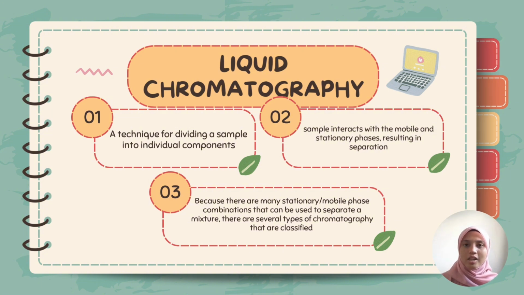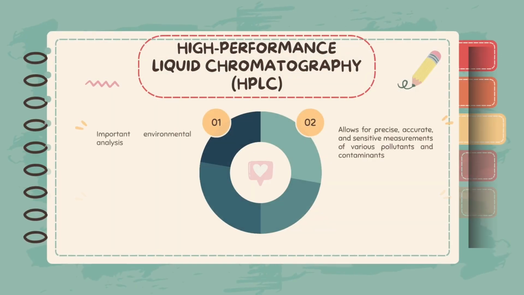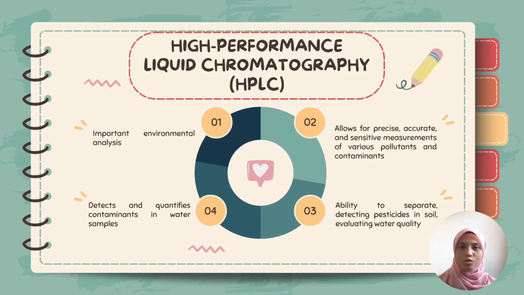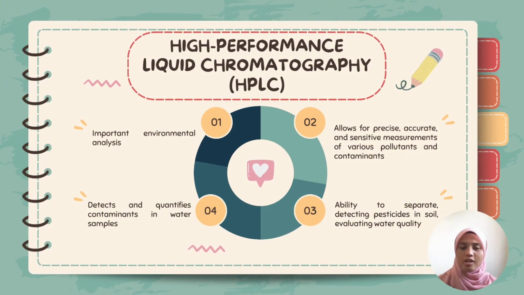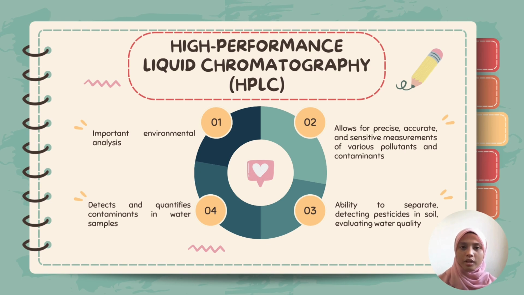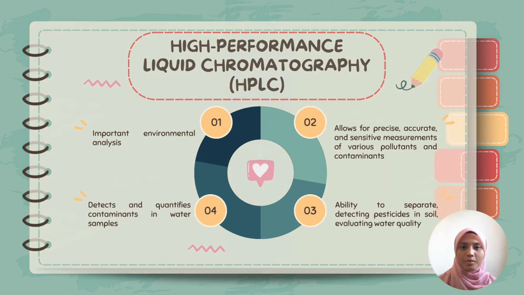To check the water quality, we use high-performance liquid chromatography, known as HPLC. HPLC is an important environmental analysis tool because it allows for precise, accurate, and sensitive measurements of various pollutants and contaminants. Its ability to separate, identify, and quantify a wide range of compounds makes it useful for evaluating water quality, monitoring air pollutants, detecting pesticides in soil, and analyzing waste. HPLC also detects and quantifies contaminants in water samples, including heavy metals, pesticides, organic compounds, and endocrine disrupting chemicals.